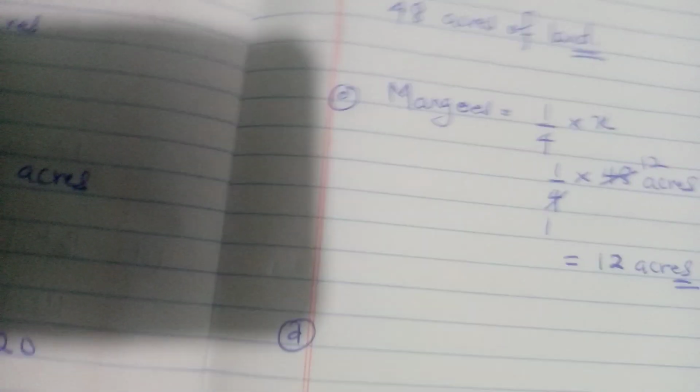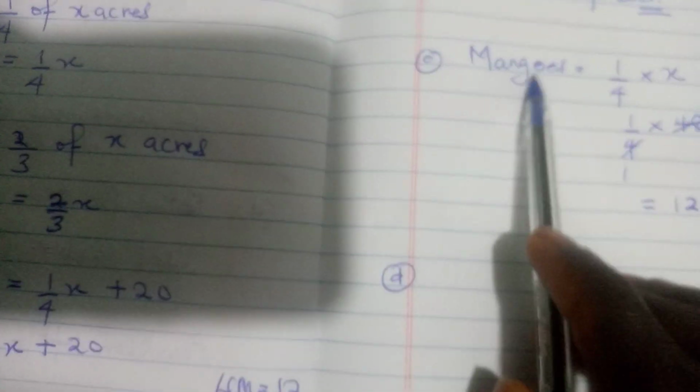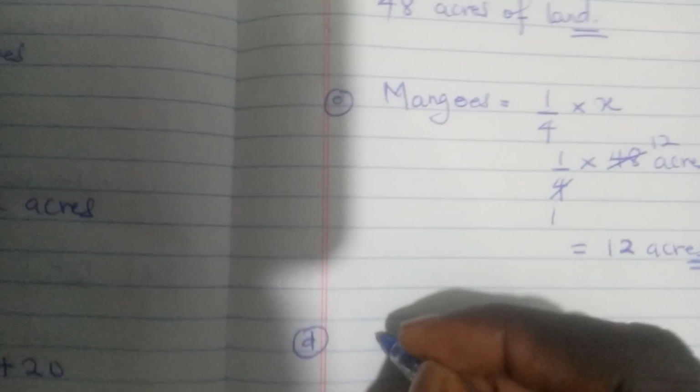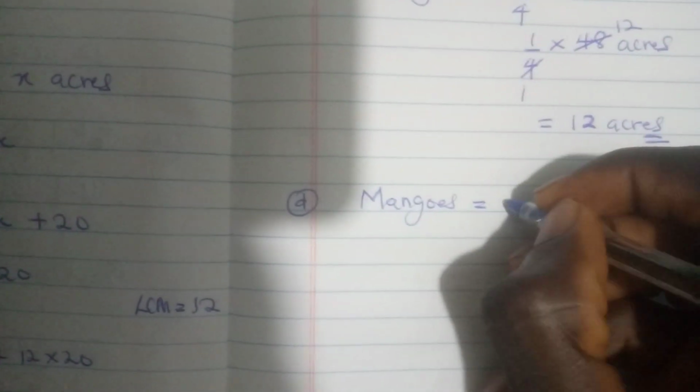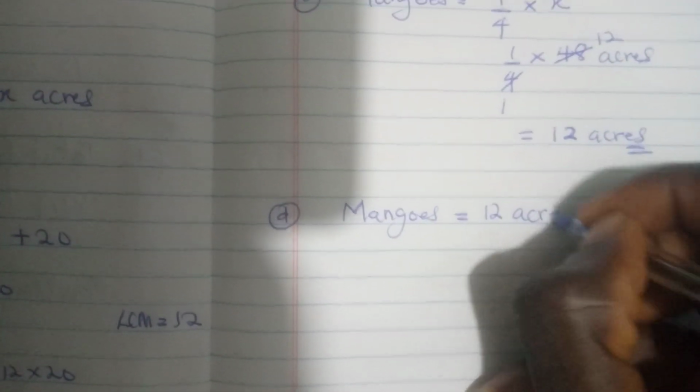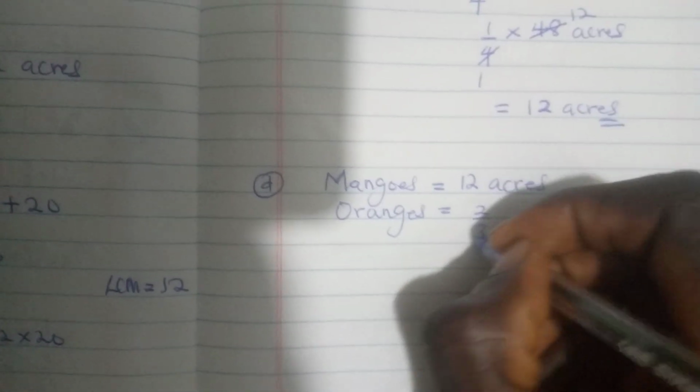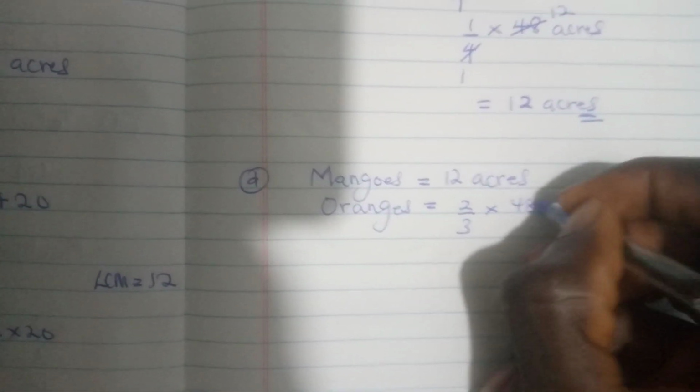Now that we know the land that was not used, we can also calculate the land used for oranges. We already know that for mangoes she used 12 acres. Then we can also calculate for oranges. Oranges is also 2/3 of 48.